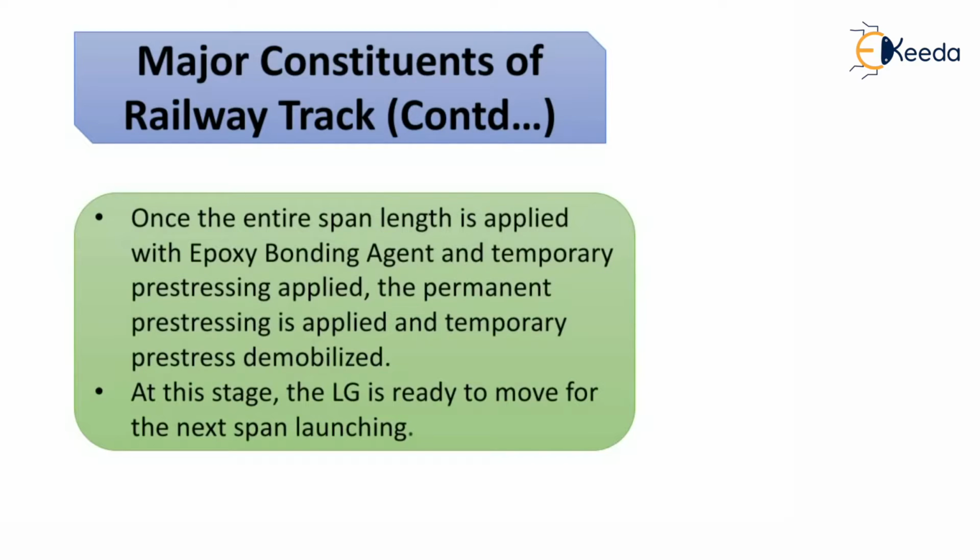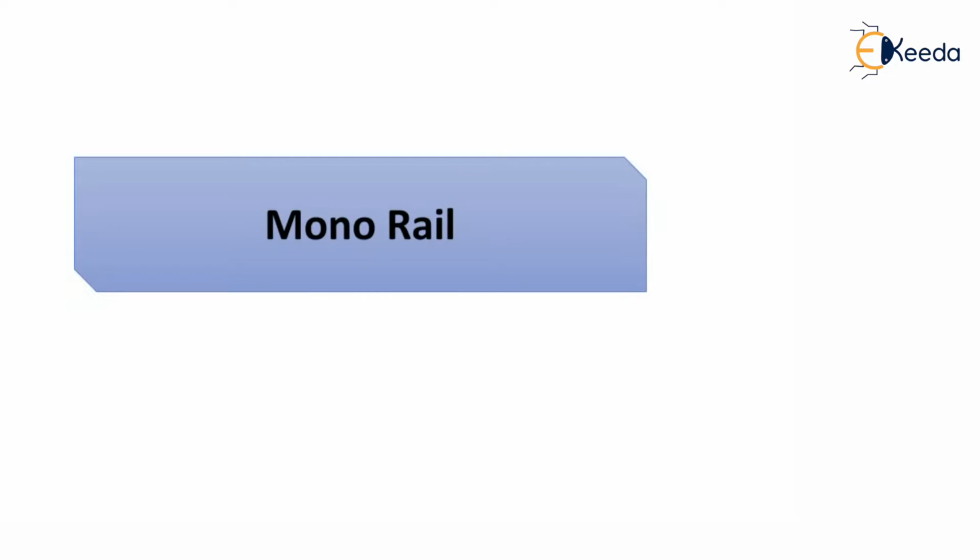Once the entire span length is applied with epoxy bonding agent and temporary pre-stressing is applied, the permanent pre-stressing is applied and temporary pre-stress is demobilized. So this is how the pre-stressing is applied and demobilizing is done. At this stage, the girder is ready to move for the next span launching.